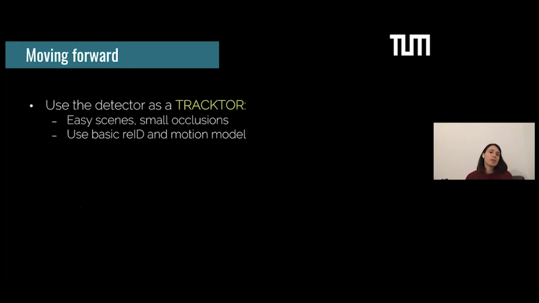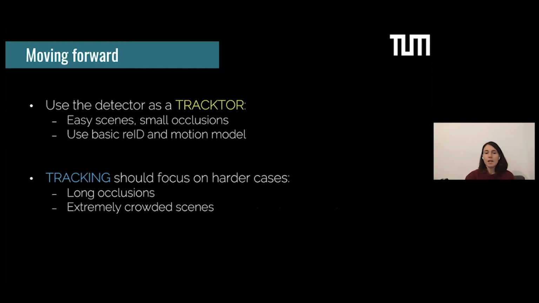So how we propose actually to move forward was, let's cover the easy scenes with Tractor, which basically means using the detector not only on a frame-by-frame basis, but use it with this idea that you're going to do regression-based tracking. Use basic ReID, basic motion model, and this will cover the easy scenes. And then the methods that actually do tracking can focus on the harder cases, on the long occlusions or on the extremely crowded scenes.